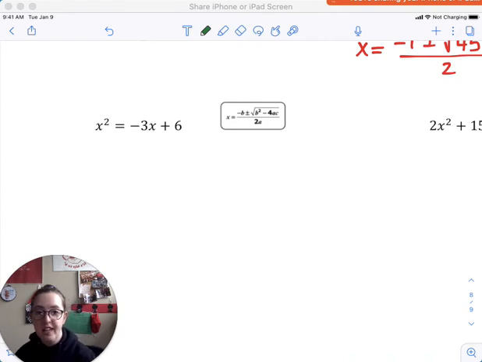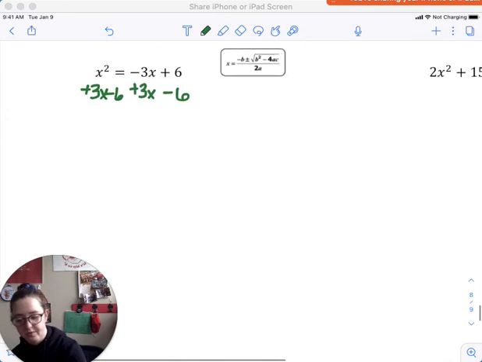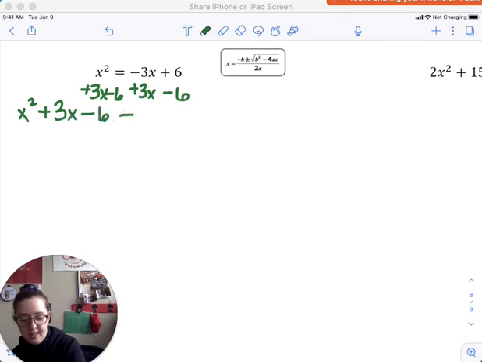So over here, for me, it feels good to move that -3x and my 6 over to the other side because I like keeping my x squared positive. So I'm going to add 3x to both sides, and I'm also going to subtract 6 from both sides. So I'm going to end up with x squared plus 3x minus 6 equals 0.